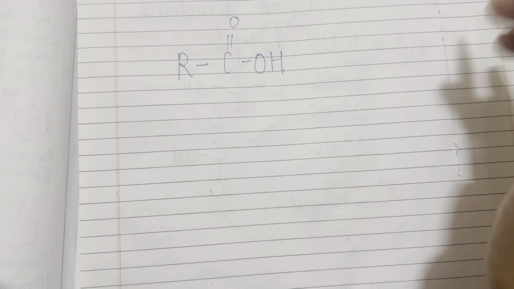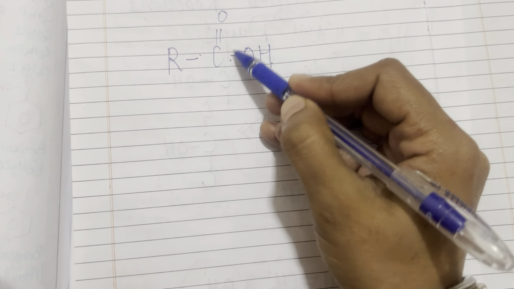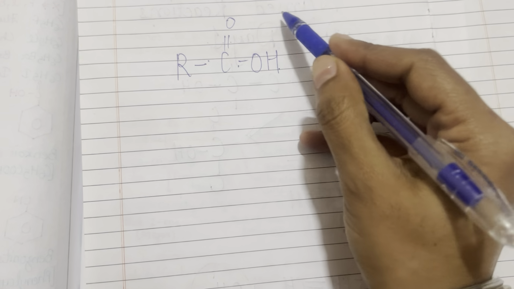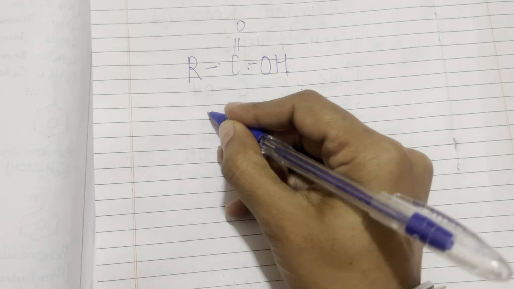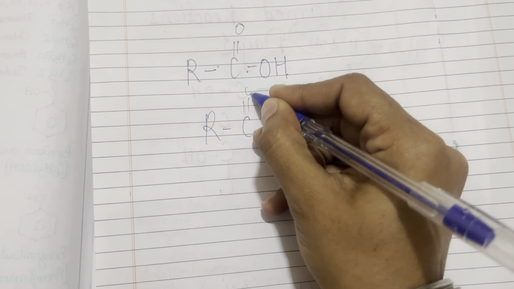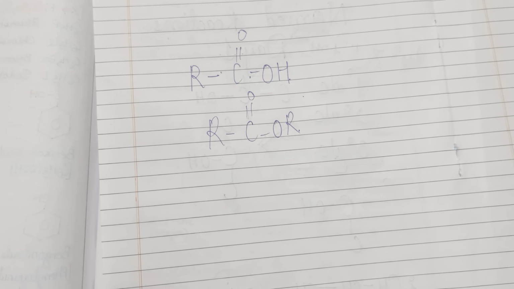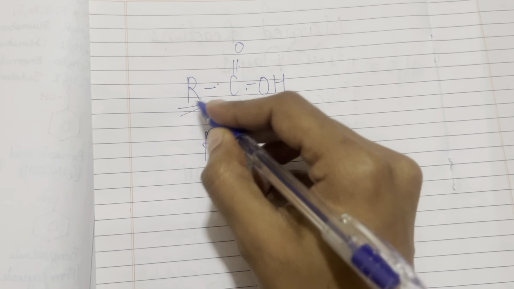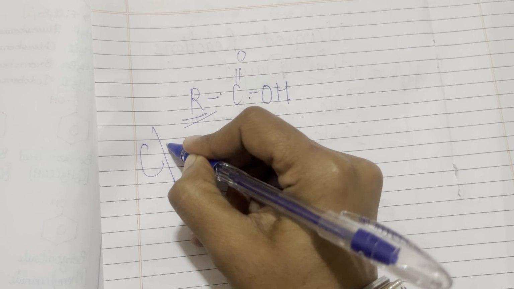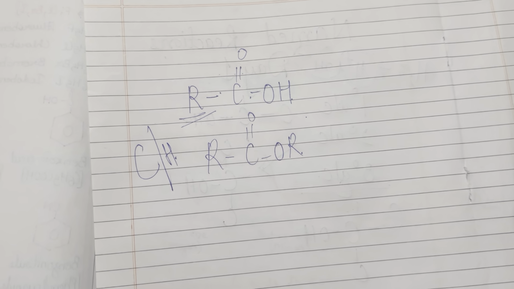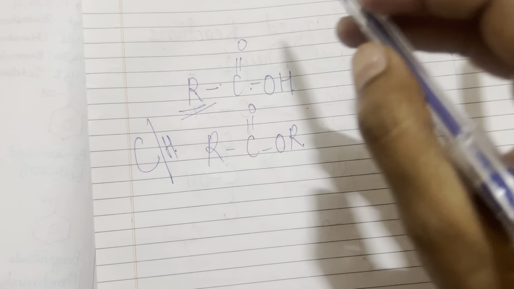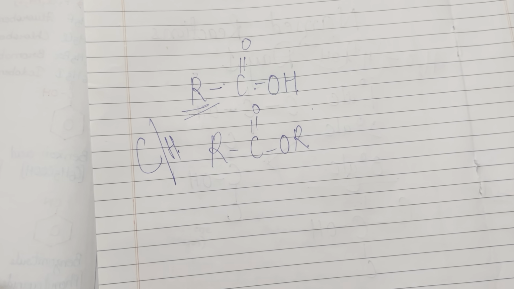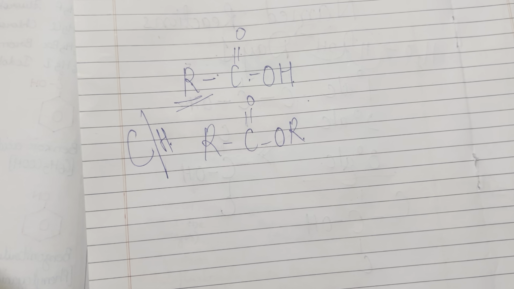We know carbon has 4 valencies, so 1 2 3 4. If it is like this, C double bond OH, it is a carboxylic acid. If it is R, C double bond O, OR, it is an ester. Now what is this R? It can be carbon, it can be hydrogen. It can be a carbon chain, it can be a hydrogen. We know very well that R is an alkyl group.